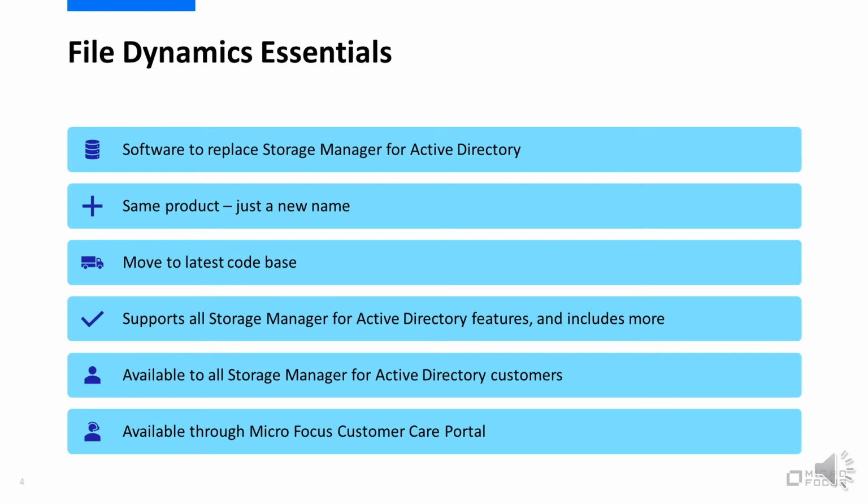File Dynamics Essentials is the software version that replaces Storage Manager for Active Directory. It is the same product with enhancements and a new name. It utilizes the File Dynamics codebase. It supports all of the features of Storage Manager for Active Directory, plus some new features offered in File Dynamics. It's available to all Storage Manager for Active Directory customers that are up to date on their maintenance agreement, and it's downloadable through the Micro Focus Customer Care portal.